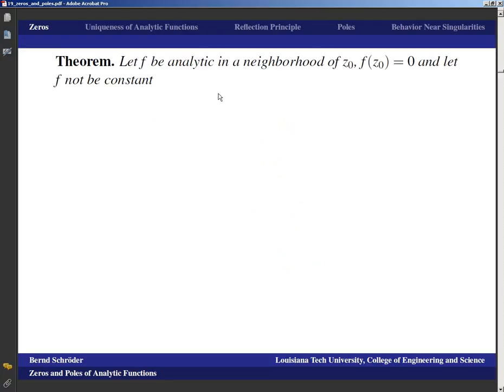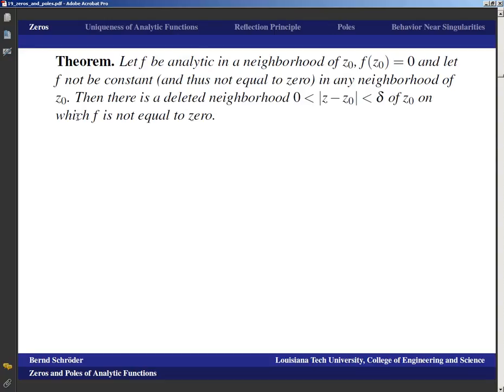Okay, now let f be analytic in a neighborhood of z0. Let it be 0 at z0, and let it not be constant, which means in particular that the function is not completely equal to 0 in any neighborhood of z0. So it's got a 0, but it's not constant in any neighborhood. Then there is a deleted neighborhood, 0 smaller than absolute value of z minus z0 smaller than delta, of z0, on which f is not equal to 0 at all.